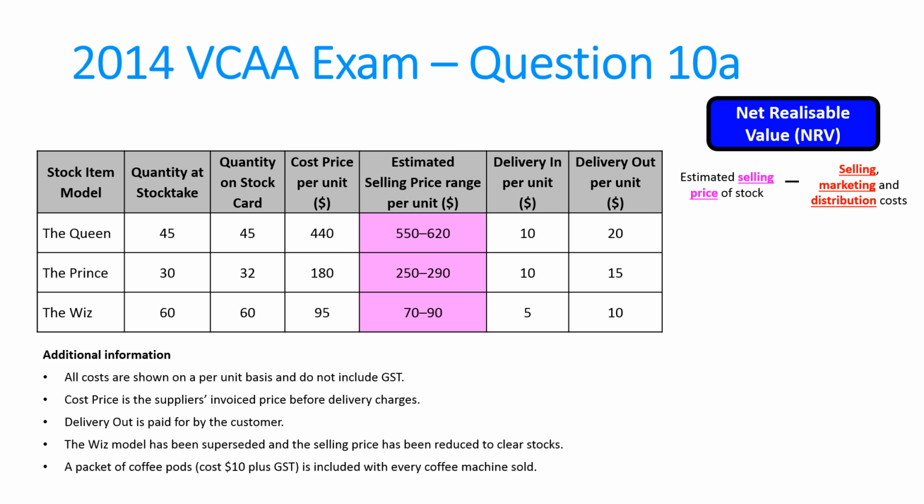So first of all, we've got the selling price range, but we've got a lower end and a high end. Which one are we going to use? Well, we usually are conservative. We apply conservatism. So I'm going to pick the lower number in each case. So there's my selling prices.